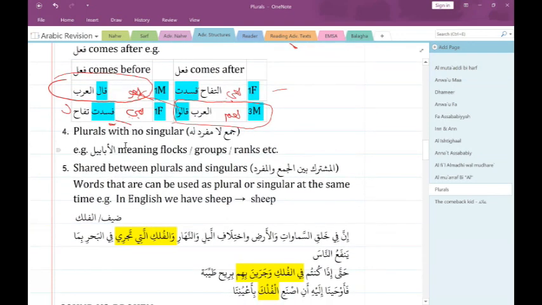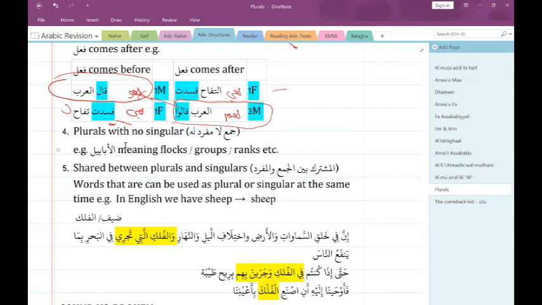Okay. Then we go to another kind of plural, and this is plural with no singular. Apparently, this happens in the Arabic language, where you have something that is plural and it doesn't have a singular version of it. Just plural by nature. And this is called jam'u la mufrada laha, or la mufrad lahu. A plural with no singular.